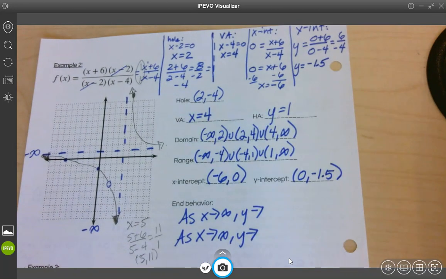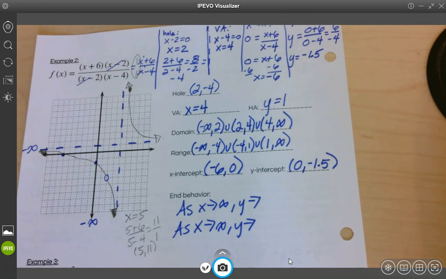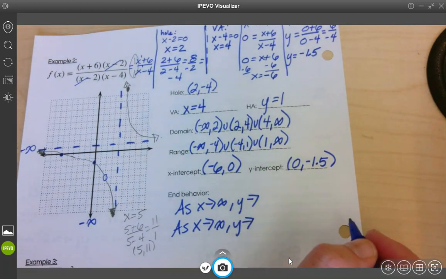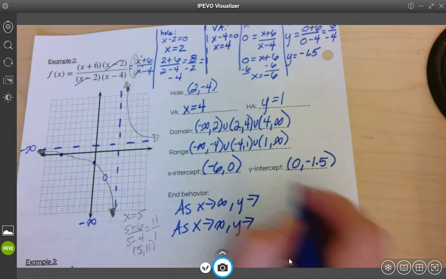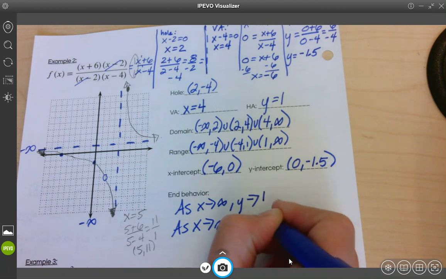Okay? As x goes to infinity, y goes to what? It would be if it didn't have that asymptote holding us in. Blaine says 1. What do you think? Yes. So the horizontal asymptote is your end behavior. You got to remember that. The horizontal asymptote is your end behavior.